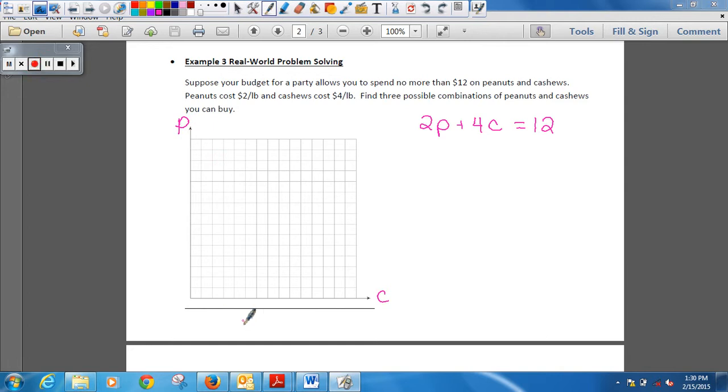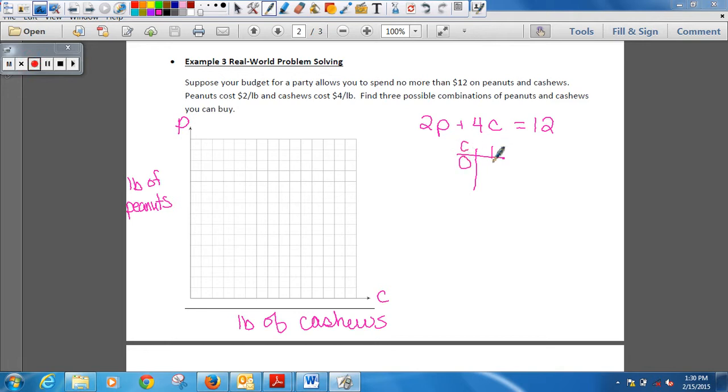So this is the pounds of cashews. And then these are my pounds of peanuts. And I just chose C across the bottom to put it in alphabetical order, just like X and Y. Okay, now I'm going to get some points here. Let's just see if we can use our intercepts.